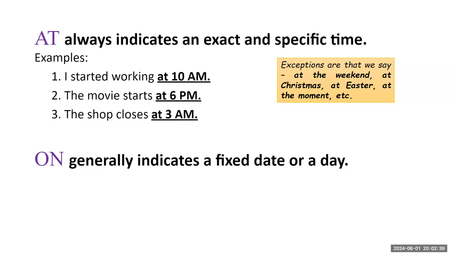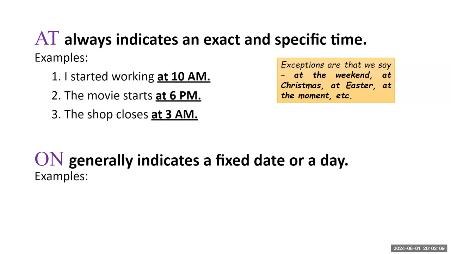On generally indicates a fixed date or day. We do not say, everyone, when we'd like to emphasize a date or day, we should not really use at. At is always indicating an exact specific time. But if we'd like to emphasize a fixed date or a day, that's on.